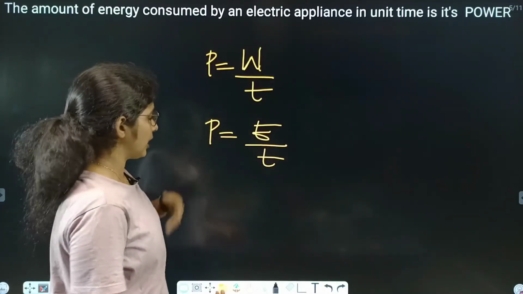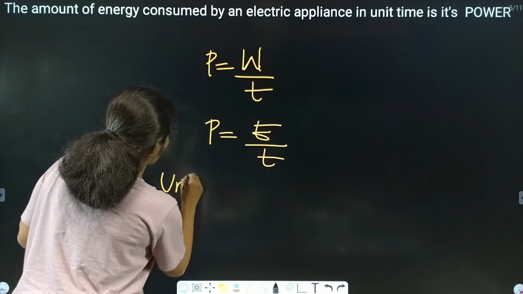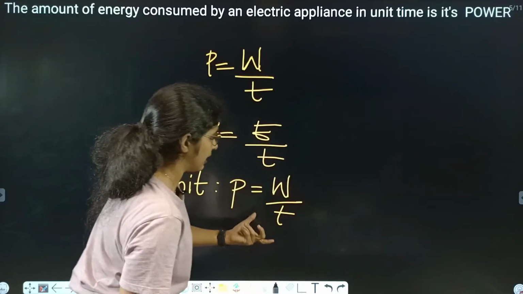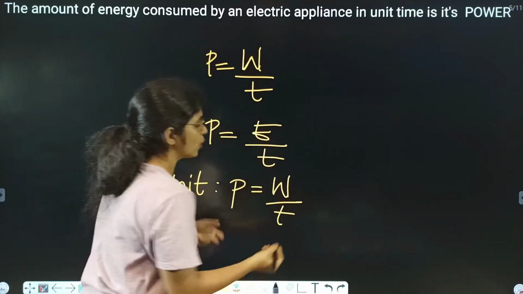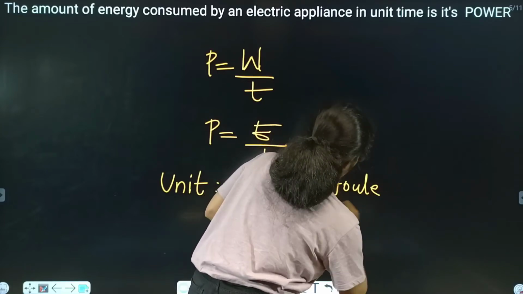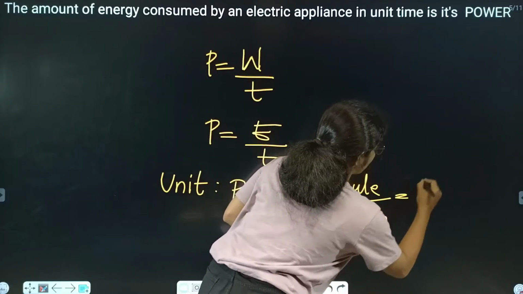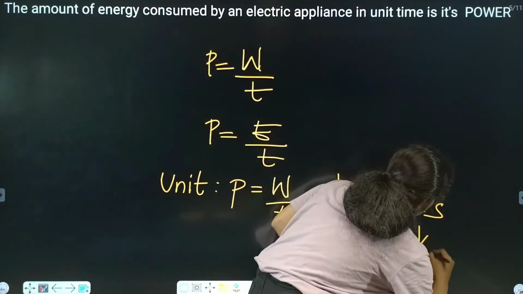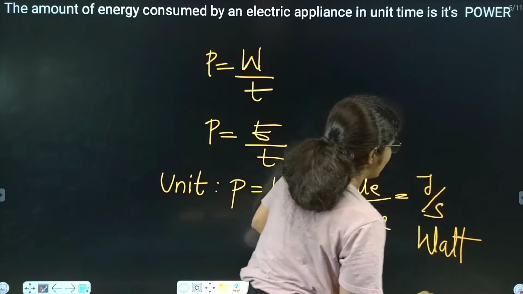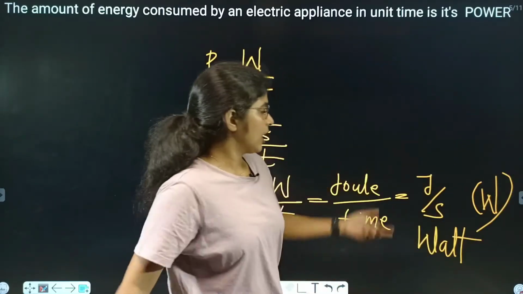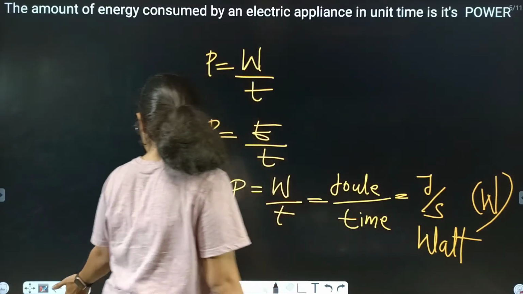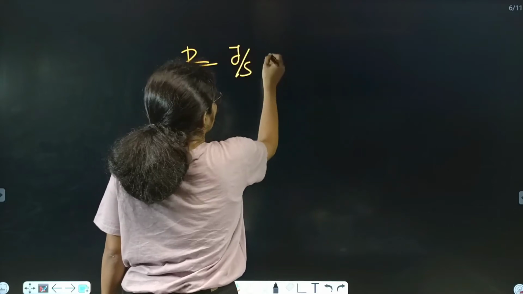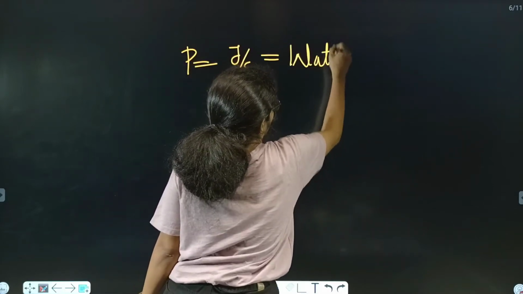So how can we write the unit? Now we are going to write the unit of electric power. P is equal to W by T, which means work done by time. What is the unit of work done? Joule, right? Joule by time. So we can write this as joule by second. Joule by second is called watt. We indicate this with the letter W. This is the unit of power. So we studied that the unit of power is joule by second, which is equal to watt.